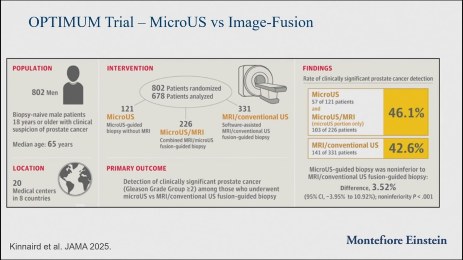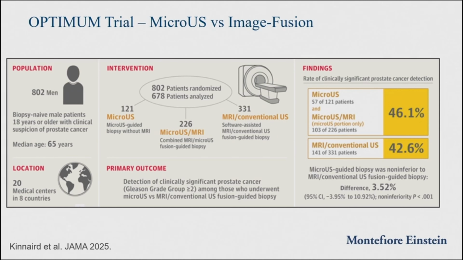Optimum trial, this was just recently published. This is looking at micro ultrasounds. This is a 28 hertz ultrasound probe in comparison to image fusion biopsy for the detection of clinically significant prostate cancer. They had a single micro ultrasound arm, they had a micro ultrasound and MRI arm, and then they had an MRI with conventional ultrasound targeted biopsy arm.